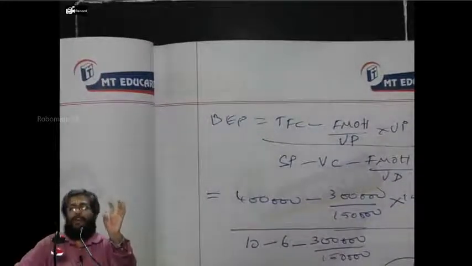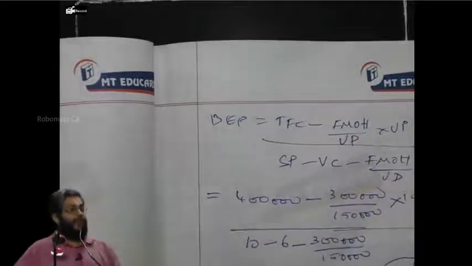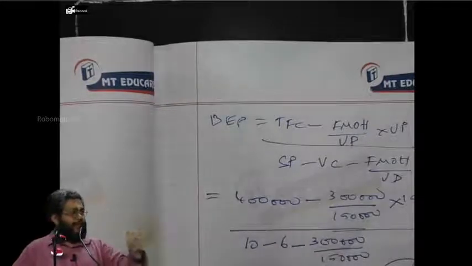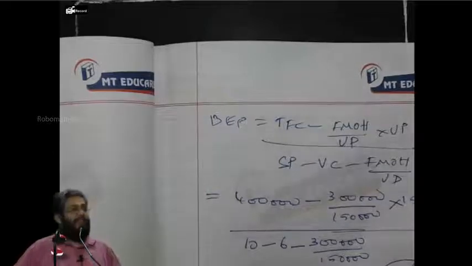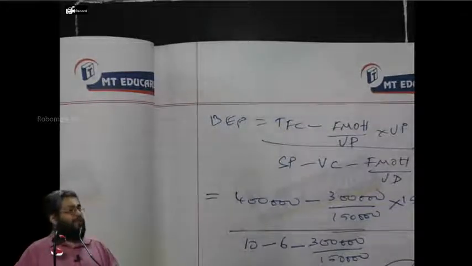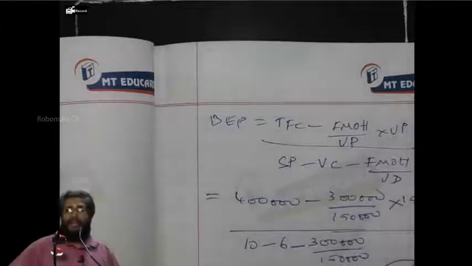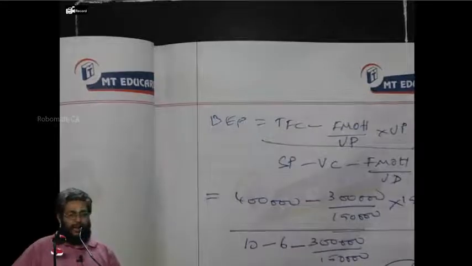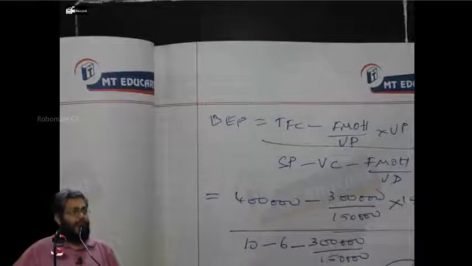One summary formula, then we can go to the next issue. Absorption costing and marginal costing will give me the same profit when there is no stock. When there is no stock, both will give me the same break-even point. When there is stock, the break-even point differs. Always, marginal costing break-even point is total fixed cost divided by contribution per unit.